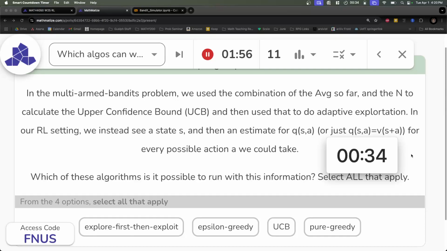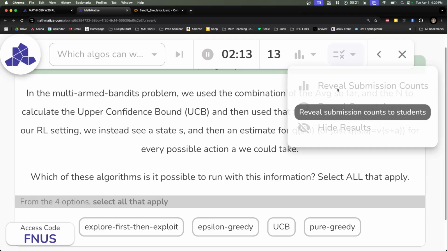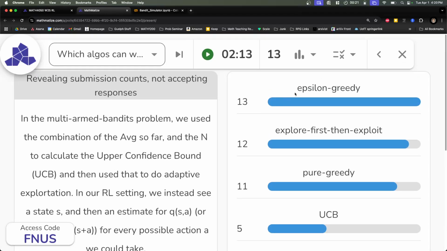Okay, looks like there's 2 people left. If the 2 people answer, then we can stop early on the timer. Okay, I think everyone's in. Okay, let's see what people said. And remember, it could be more than one. Which ones can we do? Which ones can't we do? Okay, 13 out of 13 people.